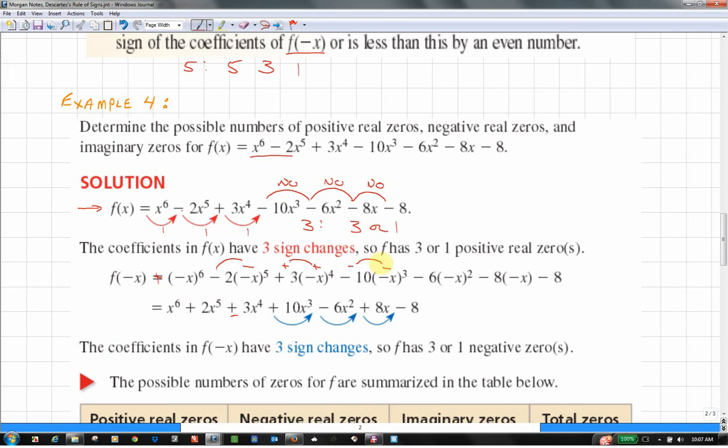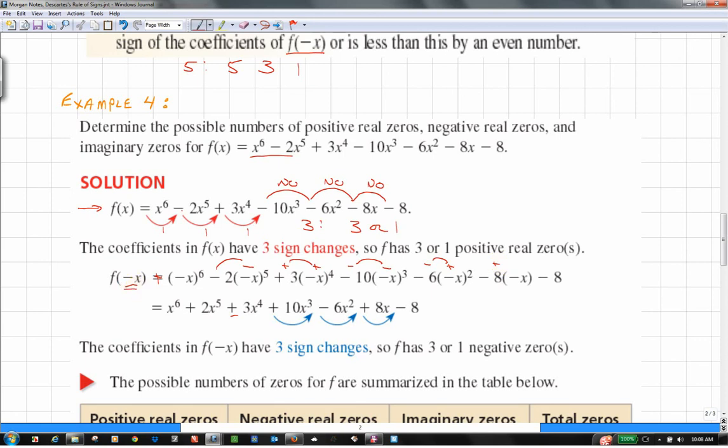The next one, I have a negative. It's squared, so that'll be a positive. There's a negative out in front of it, so that's going to be a negative 6x squared. Moving to the next one, I have a negative x, a negative on the 8. That would come out to be a positive, so positive 8x minus 8. So finally, I have changed my equation when I put the negative on the x, and I can count the number of sign changes.